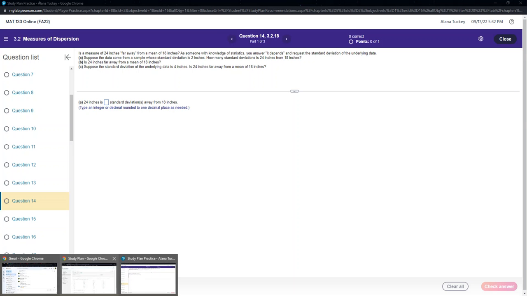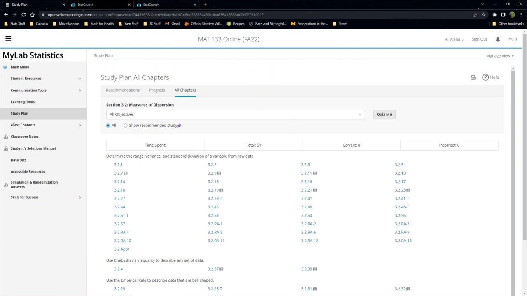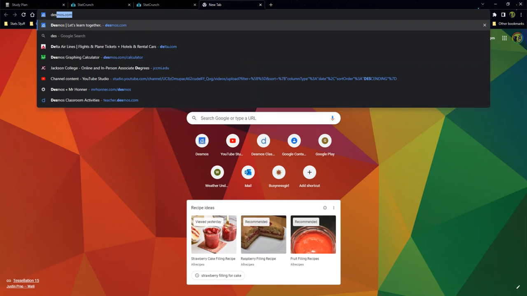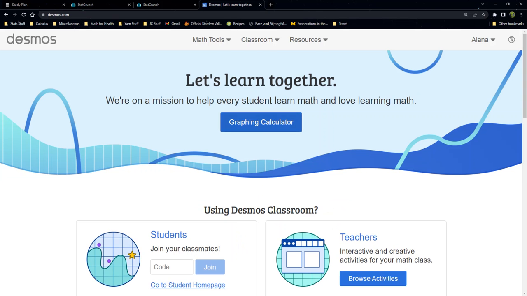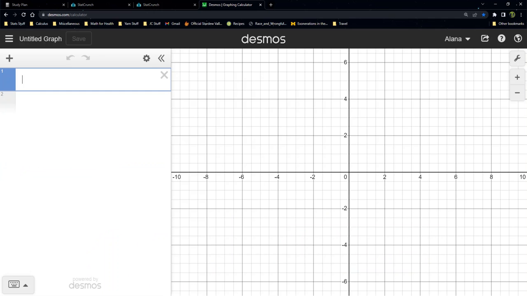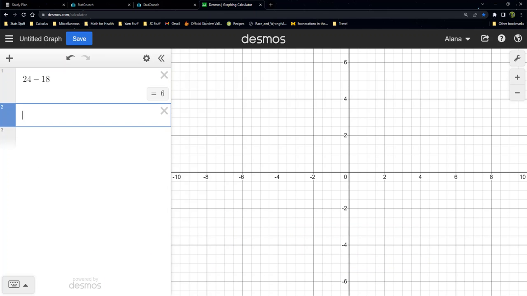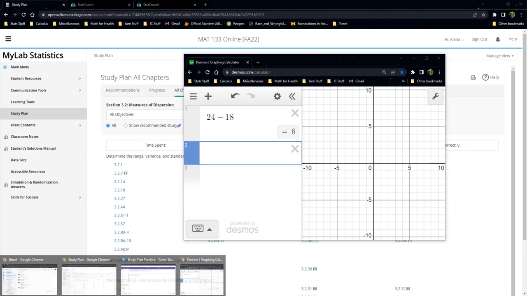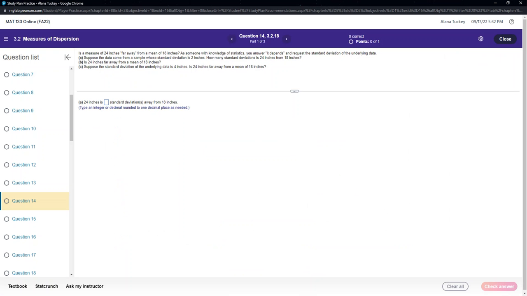So let me just go grab a software. Let's just grab Desmos, shall we? So Desmos will work. Here it is. Okay, so the first thing I want to do is find out what 24 take away 18 is. Okay, so that's 6. So now what they're saying for the second piece, let me just sneak back to the problem here. There we go. So for this piece, they're saying, okay, 24 inches is blank standard deviations away from 18.